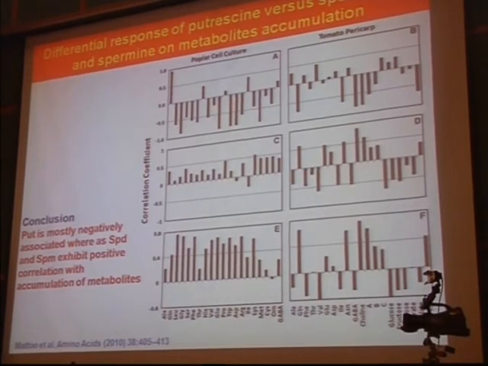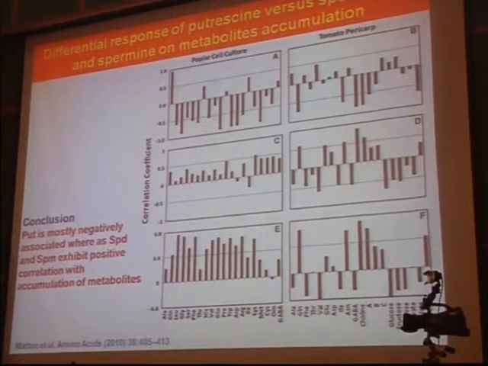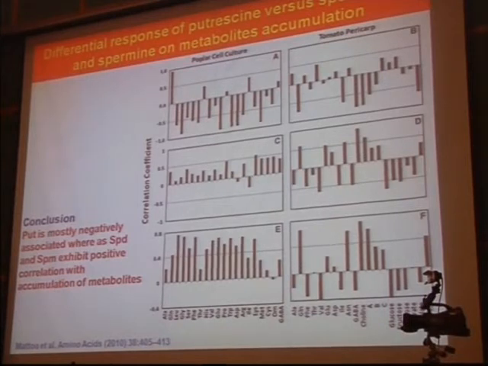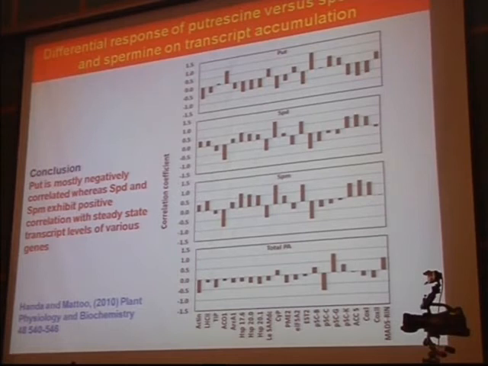These are poplar cell cultures, and these are tomato fruit. In the case of putrescine, you see it's negative. Most of the time, it reduces the level of all these metabolites, alanine, glutamine. Whereas in the case of spermidine and spermine, they are upregulated. That's suggesting that putrescine has more of a catabolic function, while spermidine and spermine have a more anabolic function.